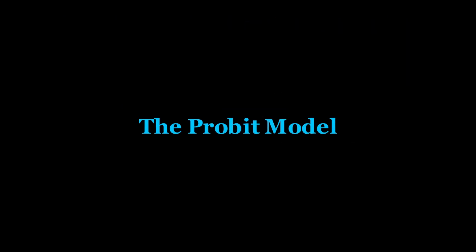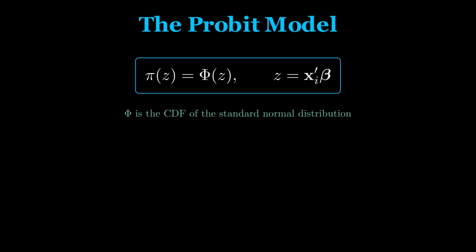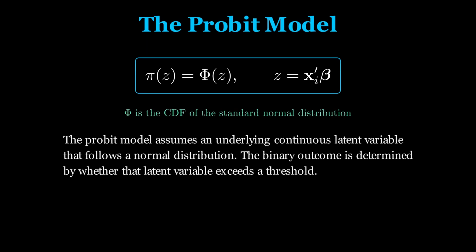The Probit model is another popular choice for modeling binary response variables. It's modeled using pi of z equals capital Phi of z, where z is again the linear predictor and capital Phi is the cumulative distribution function of the standard normal distribution. The Probit model assumes there's an underlying continuous latent variable that follows a normal distribution. The observed binary outcome is determined by whether this latent variable exceeds a certain threshold. We'll come back to that idea shortly.